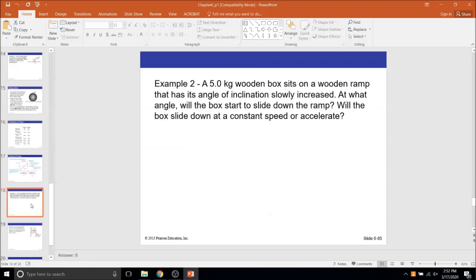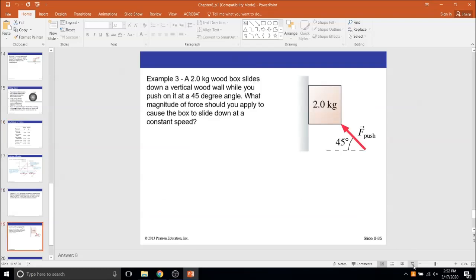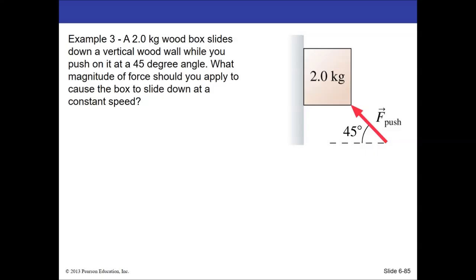Okay, where am I now? All right. Oh, this one's a good one too. All right, so we have a 2-kilogram wood block that slides down a vertical wood wall. So wood on wood, right? You push on it with a 45-degree angle. What magnitude of force should you apply to cause the box to slide down at a constant speed?